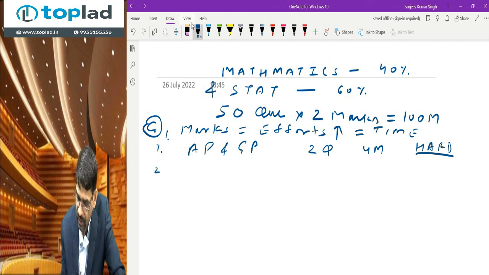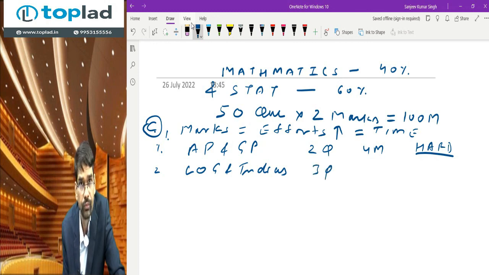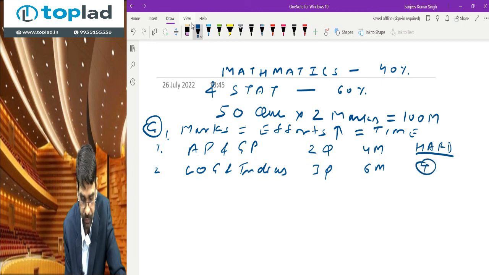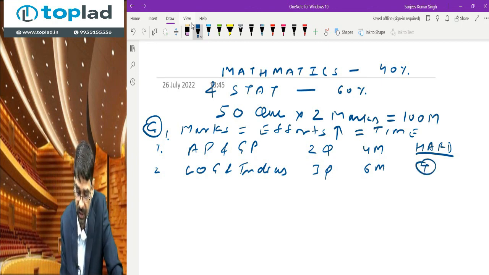And the second chapter is log and indices. From this chapter, our institute asked around 3 questions, 3 questions means 6 marks. This is also T category. T indicates tough.